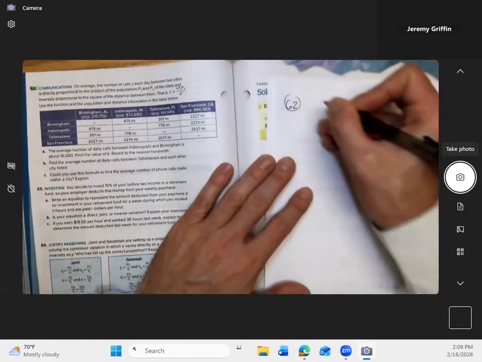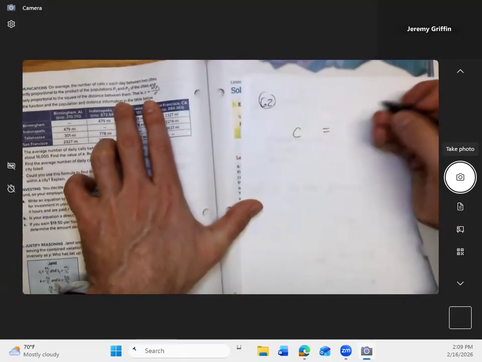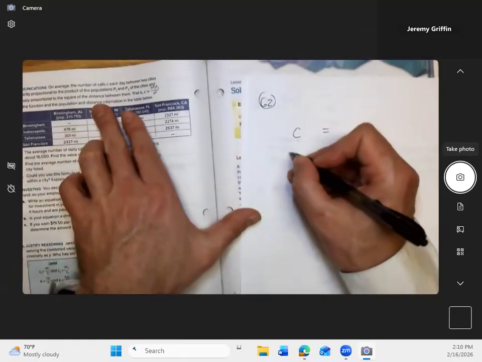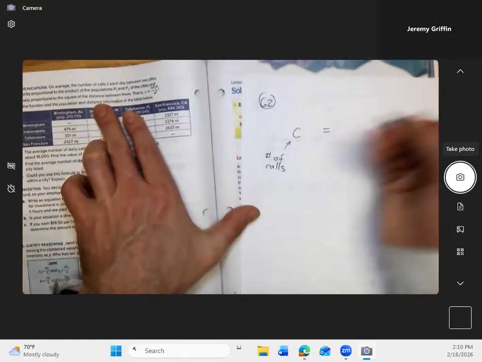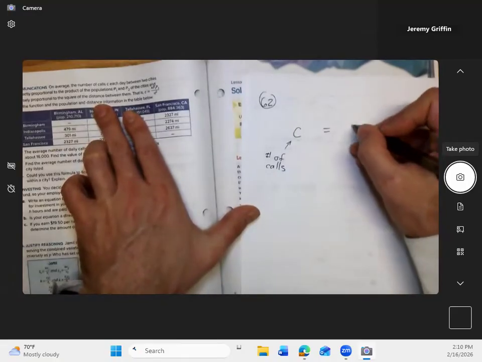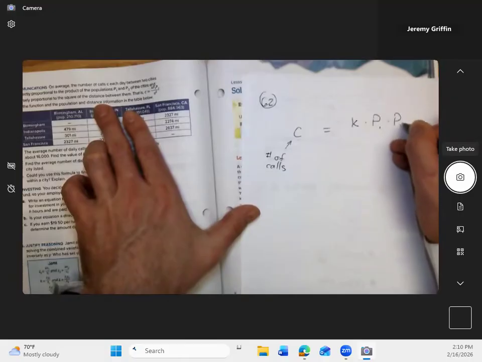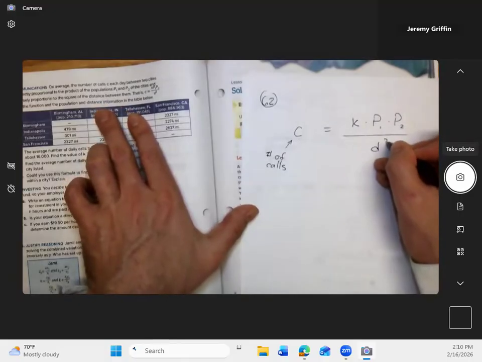Now, they give you this setup here, and this is an interesting looking setup, definitely from a physics point of view, and I'll point out why. So the number of calls, well, each day, equals some constant times the population in one city times the population in another city divided by the distance between the cities squared.